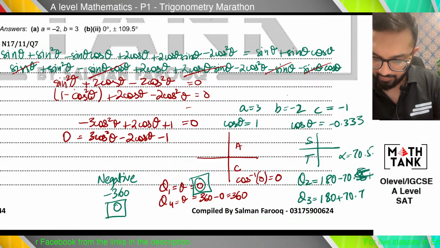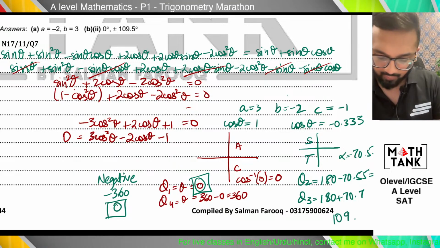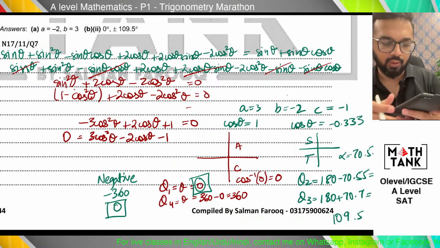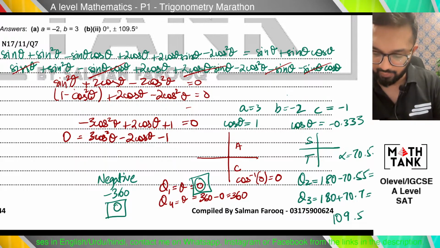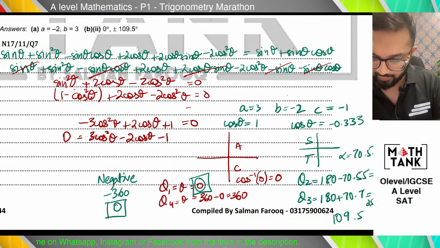Okay, I didn't take it as accurately as I should have, so that's giving me an error. In any case, that should be 109.5, and that should be 180 plus 70.55, which is 250.55. Okay, both of these would then be subtracted from 360 to get the negative cycle.